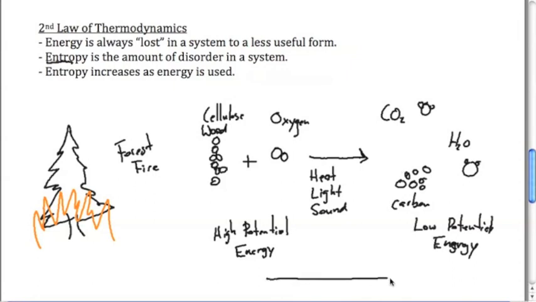So basically, over the course of this chemical reaction, we have what we would call an increase of entropy. And the increase of entropy is that there's more disorder among these molecules than there was in this first example.